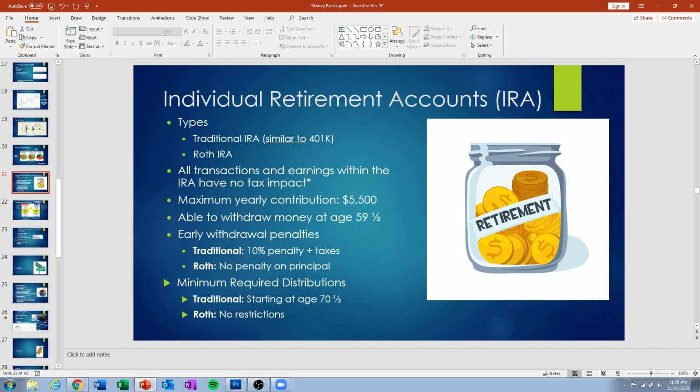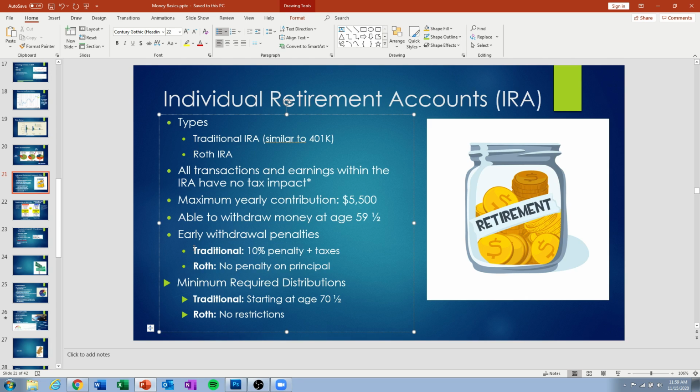All transactions and earnings within the IRA have no tax impact. Depending on the terms, you're putting money into an account either post-tax or pre-tax, and you can grow it either tax-free or tax-deferred. Sometimes it has to be in there early. Right here it says you're able to withdraw money at 59 and a half, which I think maybe has changed. Maybe it's 65 now, or it depends on what terms you get with what IRA you do.